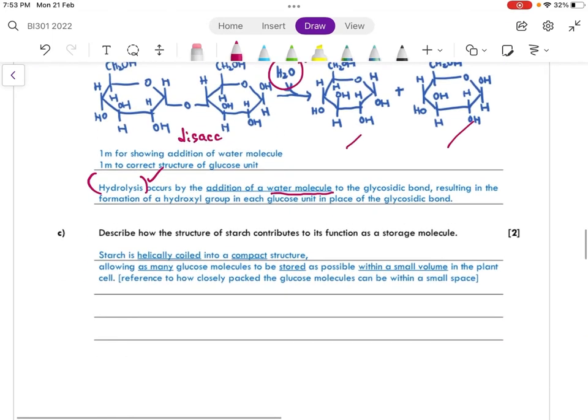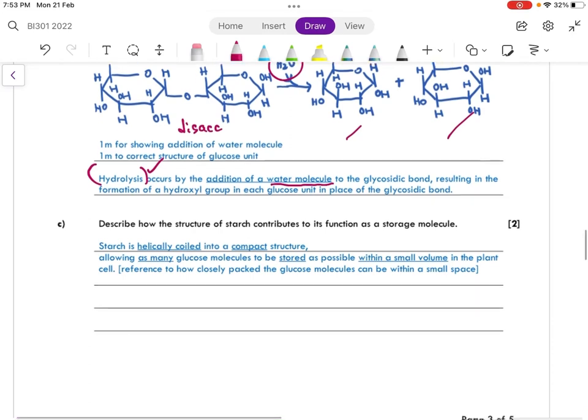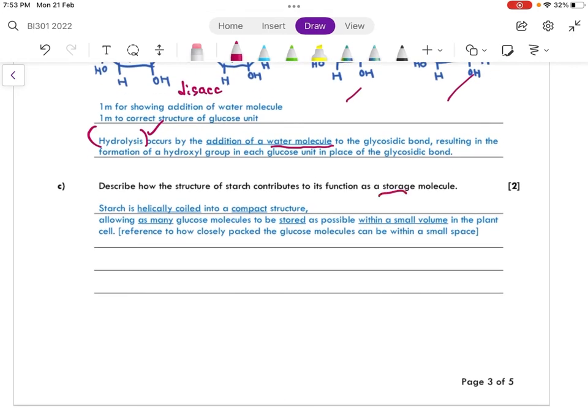Next, we'll go to part C. Describe how the structure of starch contributes to its function as a storage molecule. So you want to make reference to the structure. One response you can give is that starch is helically coiled into a compact structure, allowing as many glucose molecules to be stored as possible within a small volume.